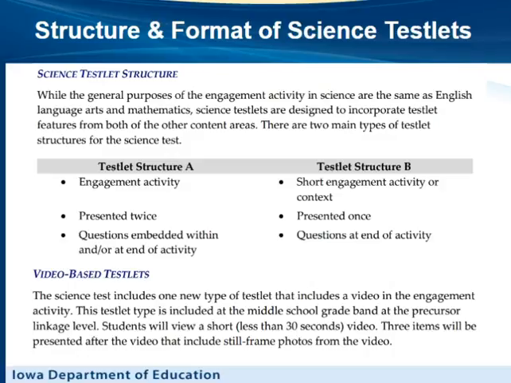There's going to be structure A here, an engagement activity that might be presented twice. And in this format, we would see questions embedded within and/or at the end of the activity. There's also structure B, which would be a short engagement activity or context, presented once, and then in some cases, in this format, the questions would occur at the end of the activity. Some of you may experience some of these.